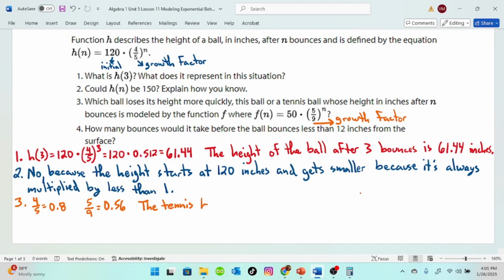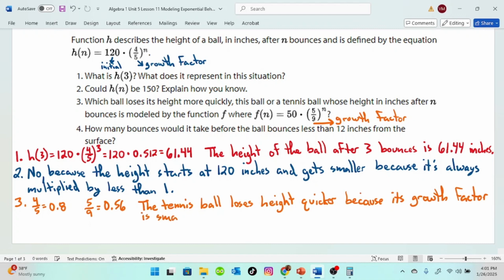This means the tennis ball loses height quicker because its growth factor is smaller. 0.56 is less than 0.80.